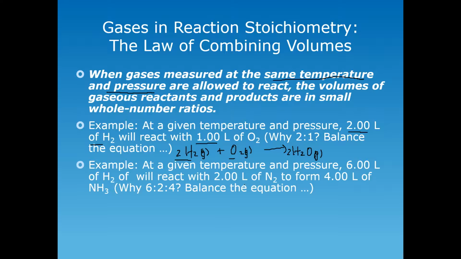Here's another example, the reaction between hydrogen and nitrogen. As stated here, 6.00 liters of hydrogen will react with 2.00 liters of nitrogen to form 4.00 liters of ammonia. And why is that so? Why is there a 6-to-2-to-4 ratio between the hydrogen, nitrogen, and ammonia? Well, the 6-to-2-to-4 ratio is basically the same thing as 3-to-1-to-2.